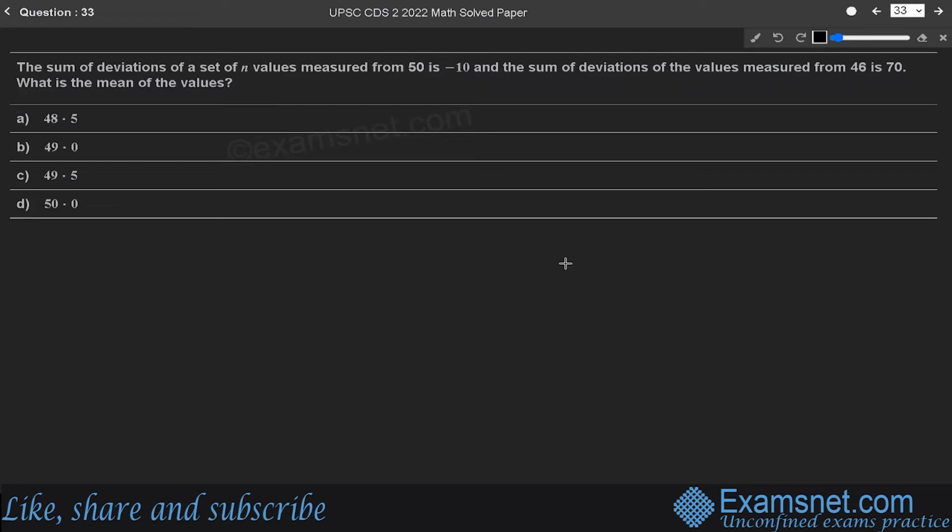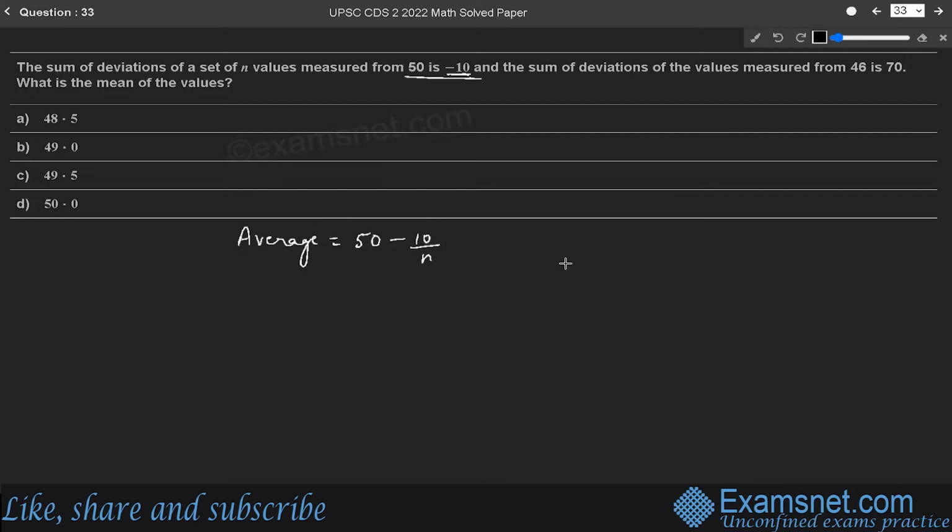Next question: the sum of deviations of a set of n values measured from 50 is minus 10, and the sum of deviations of the values measured from 46 is 70. What is the mean of the values? To solve this question, you need to know a basic concept. For the first condition, the sum of deviations from 50 is minus 10, so the average will be equal to 50 minus 10 upon n, where n is the total number of terms.